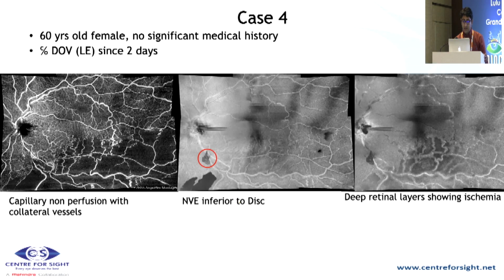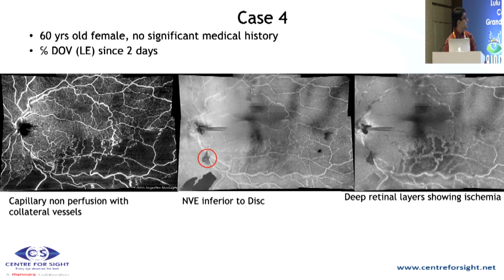And this is a case where we have a follow-up of 3 years on OCTA, which demonstrates how the disease progresses. This is a 60-year-old female who came with a history of decreased vision in the left eye. For the past 2 days she was observing some black areas. On examination, we found these collateral vessels, and the whole inferotemporal area was completely non-perfused.